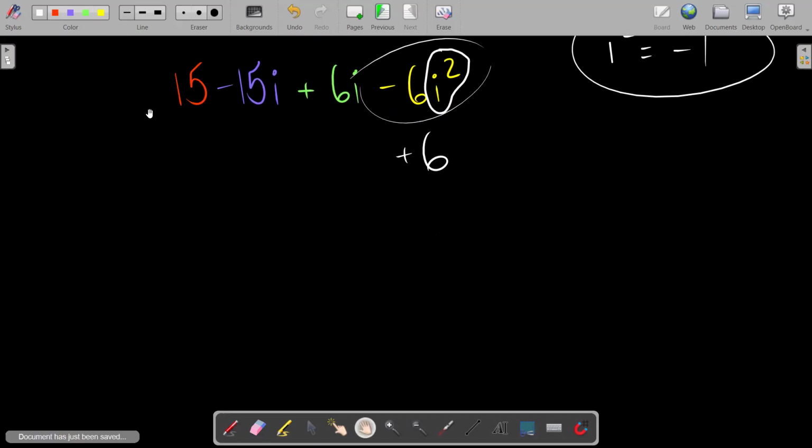So what's the real part of our answer going to be? 27. Ooh, 21. 21. And then the imaginary part, -9. Presto. Good. It's kind of fun, huh? And vice versa, if that was +6, it would become a -6. Absolutely.